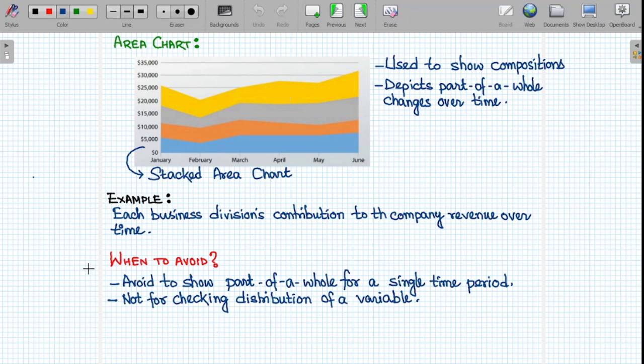Let's understand when we will be avoiding area chart. We will avoid area chart to show part of a whole for a single time period. In such cases, instead of area chart, we will be using pie chart or donut chart. It is not for checking distribution of a variable either.